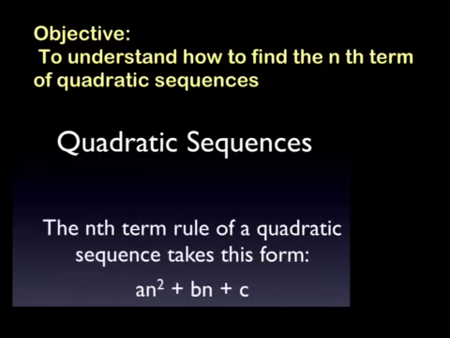In this section, you will understand how to find the nth term of quadratic sequences. The nth term rule of a quadratic sequence takes the form an squared plus bn plus c.